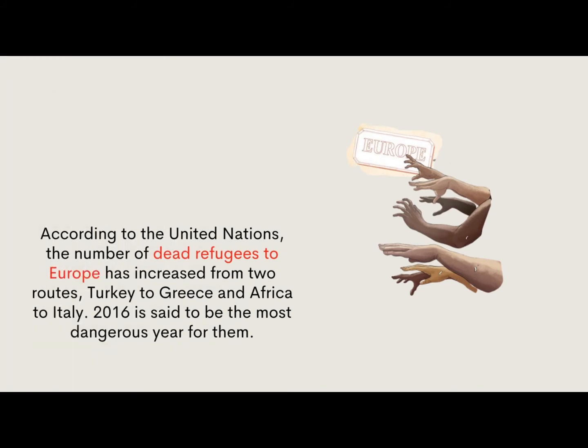Violation of right to freedom of movement. According to the United Nations, the number of dead refugees to Europe has increased from 2 routes, Turkey to Greece and Africa to Italy. 2016 is said to be the most dangerous year for them.